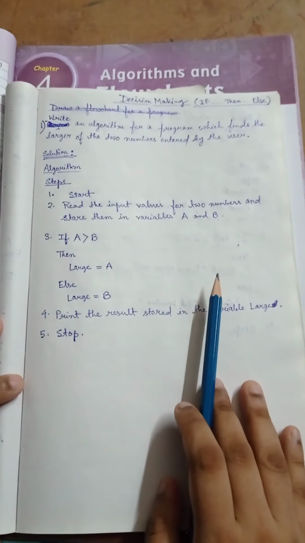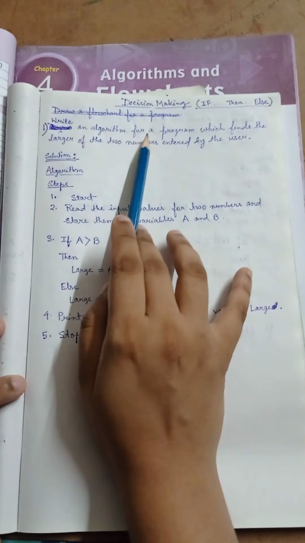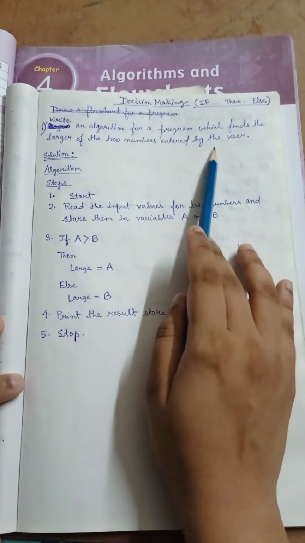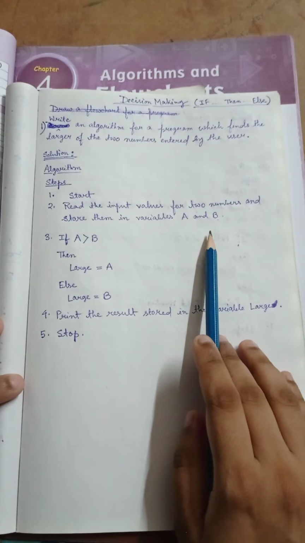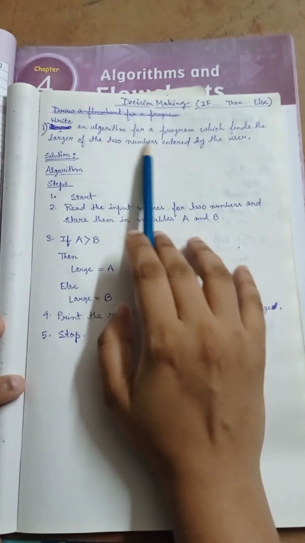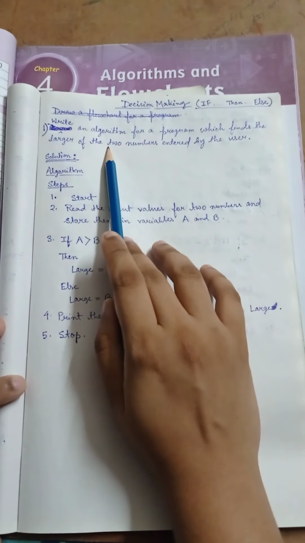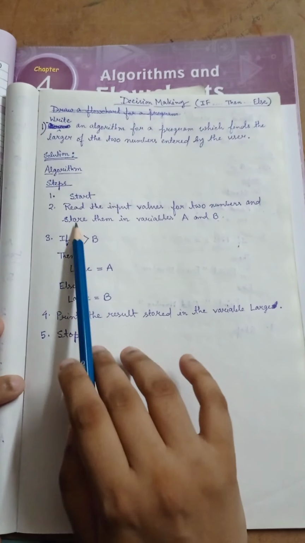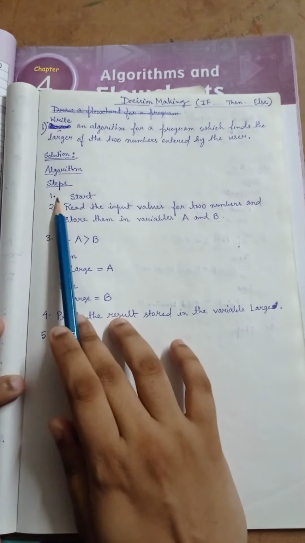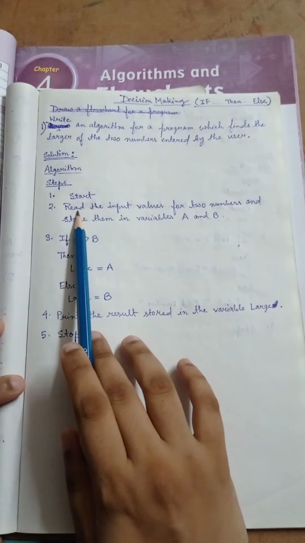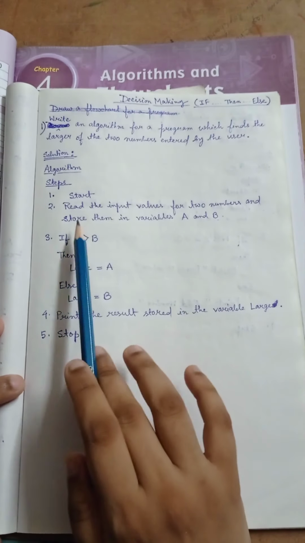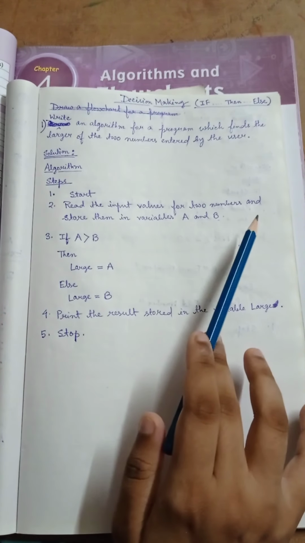So this is a program. Write an algorithm for a program which finds the larger of two numbers entered by the user. So in this program you have to check two numbers and find the largest among them. So this is the algorithm. Steps. First is start, then read the input values for two numbers and store them in variables a and b.